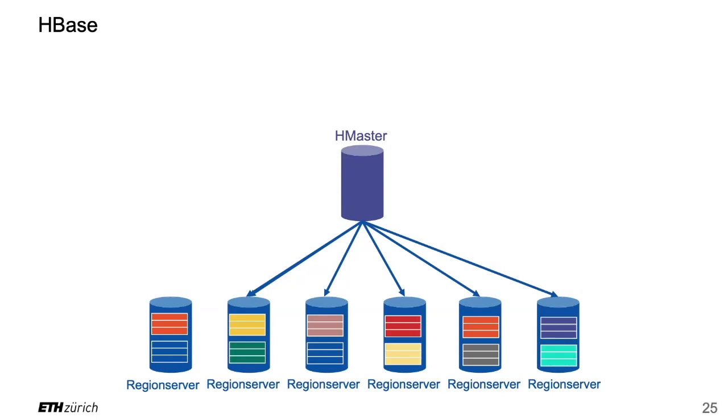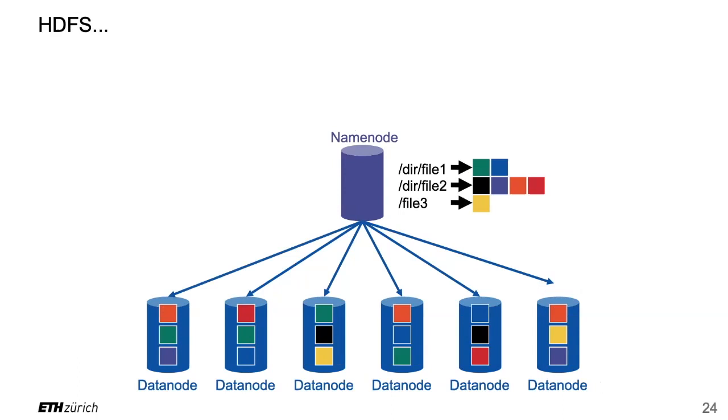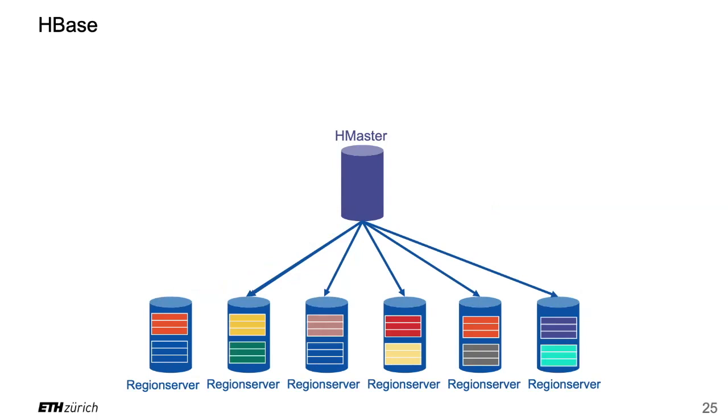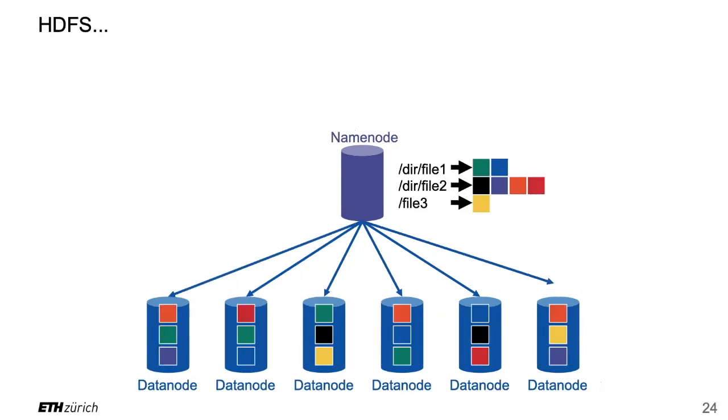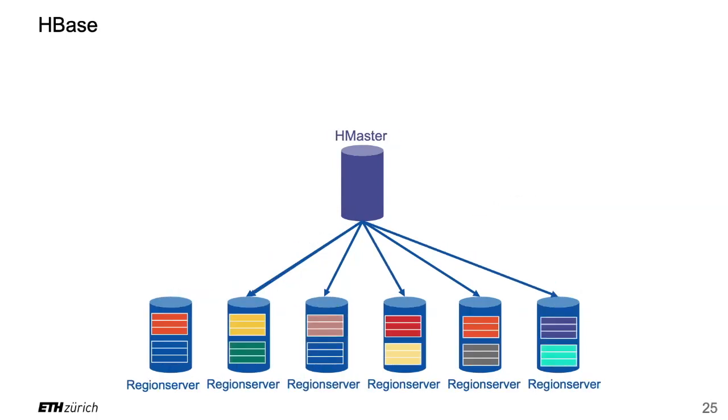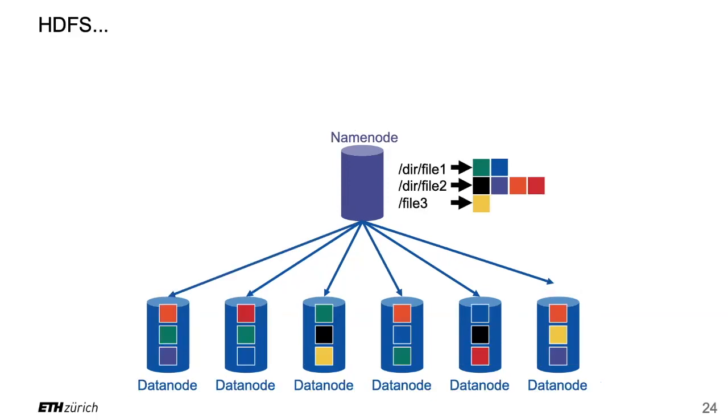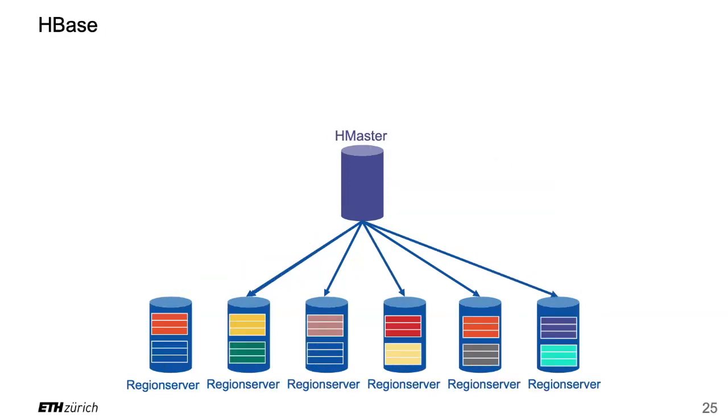Right. What's more, and that actually makes it actually easy, is that these are the same machines. So the Hmaster and the name node run on the same machine, and the data nodes and region servers also run on the same machines. If you want to be very precise, who knows what a process is in a computer?